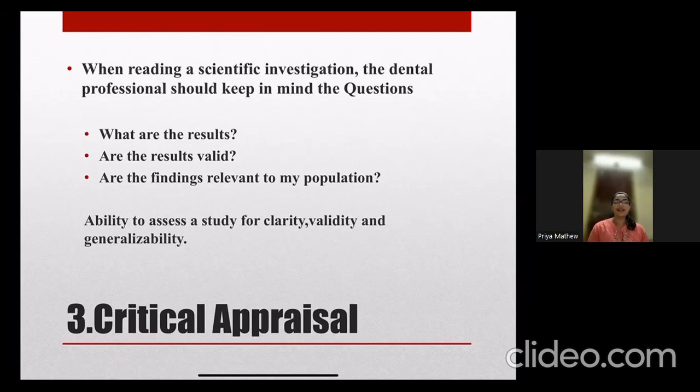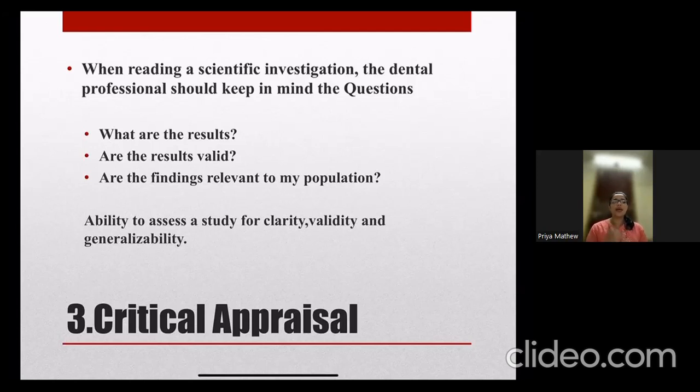Are the findings relevant to my population? So a study that is done for a Caucasian cannot be much useful for our population. So that has to be also assessed. So the critical evaluation or critical ability to assess a study for clarity, validity, and generalizability is the importance of critical appraisal.